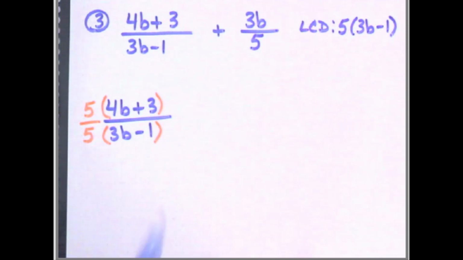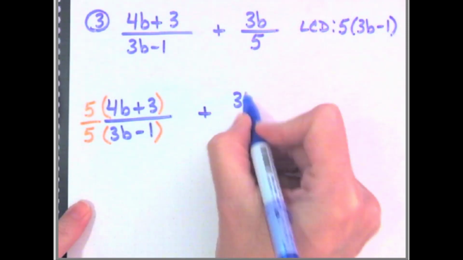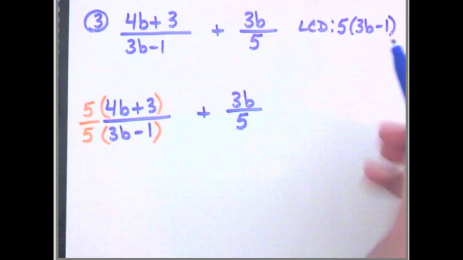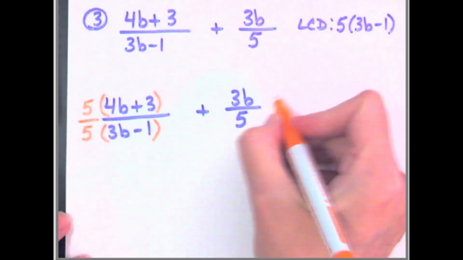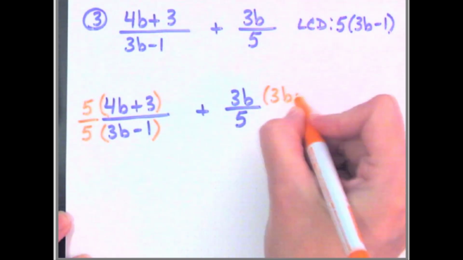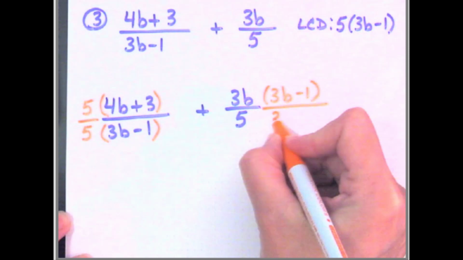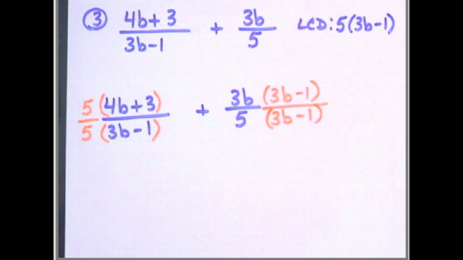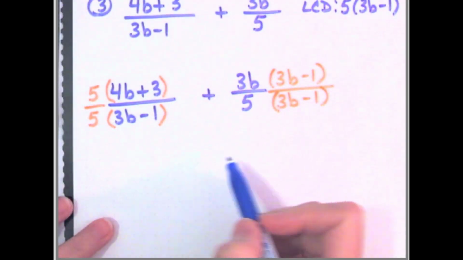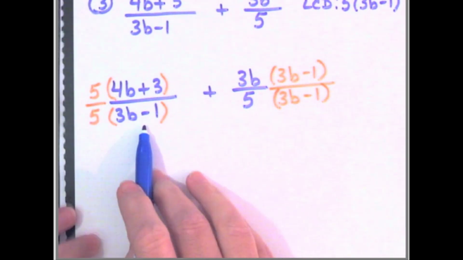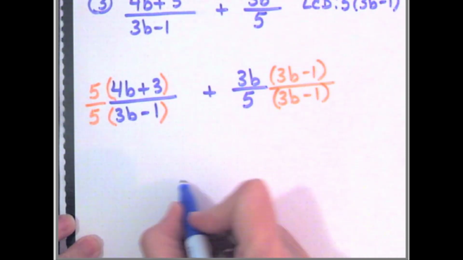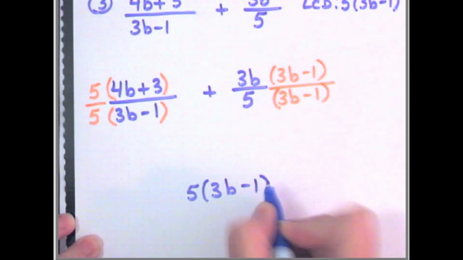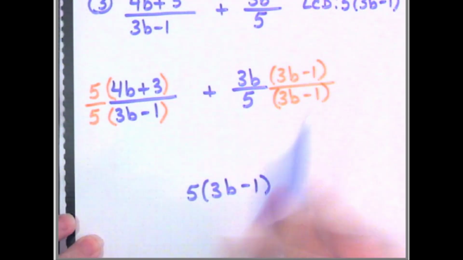Okay, for the next one, 3b over 5, it is missing the 3b minus 1, so we'll multiply the top and bottom by 3b minus 1, keeping it in parentheses since it's more than one term. Okay, now we have the common denominator, 5 times 3b minus 1. So I'm just going to go ahead and put that on the bottom. So they each have those factors.